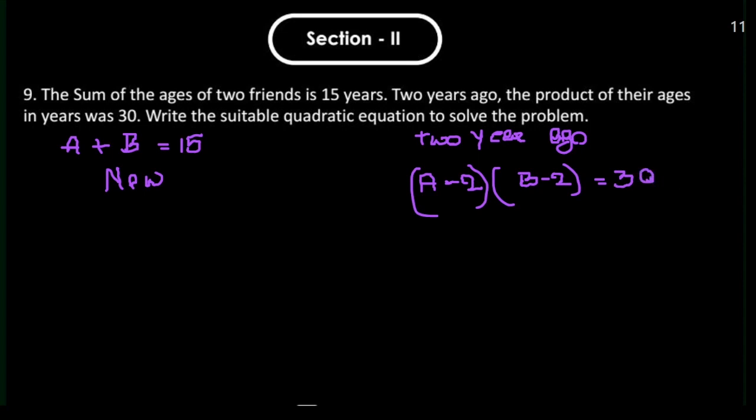Now write the suitable quadratic equation to solve the problem. He just asked for an equation, right? Okay, so this quadratic expression should be in one variable, right? Now here I have two variables, so I want to transform it into one variable by using this relation. So I can write A is equal to 15 minus B, right? So I'm going to substitute this value here.